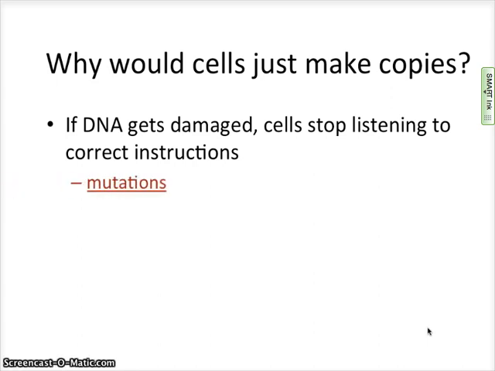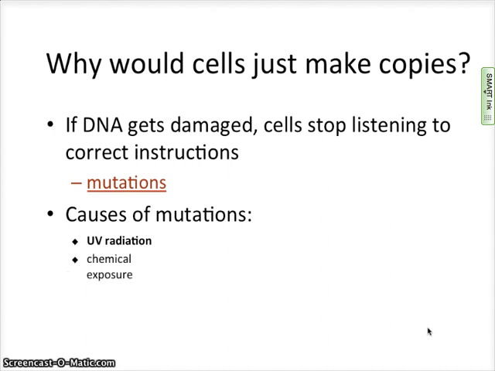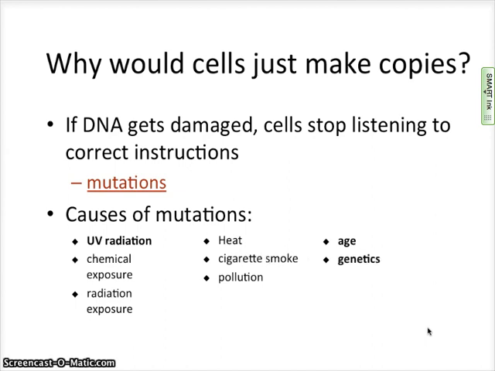These are called mutations. Some causes of mutations include UV radiation, which is ultraviolet coming from the sun, chemical exposure, radiation exposure, heat, cigarette smoke, pollution, age, and also just genetics. Unfortunately, some of these causes we can't control, but others we can, and they're more environmental factors like cigarette smoking.